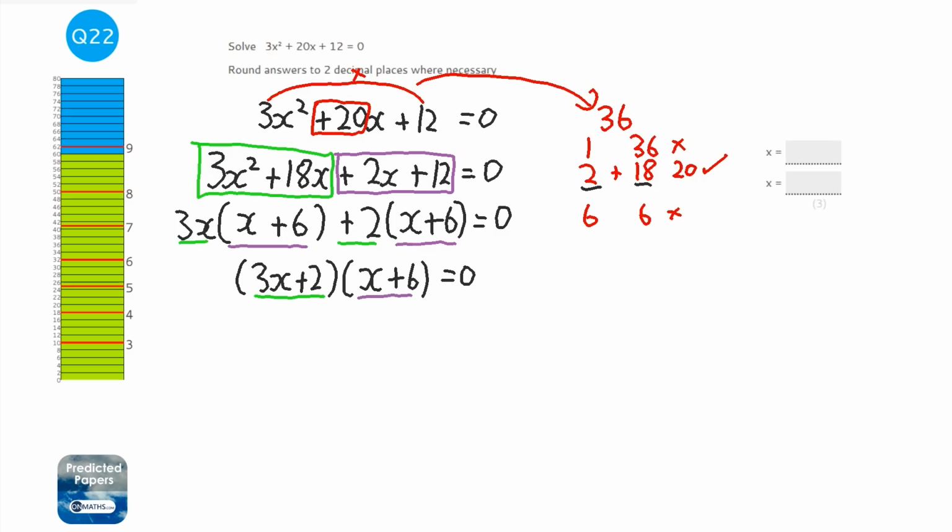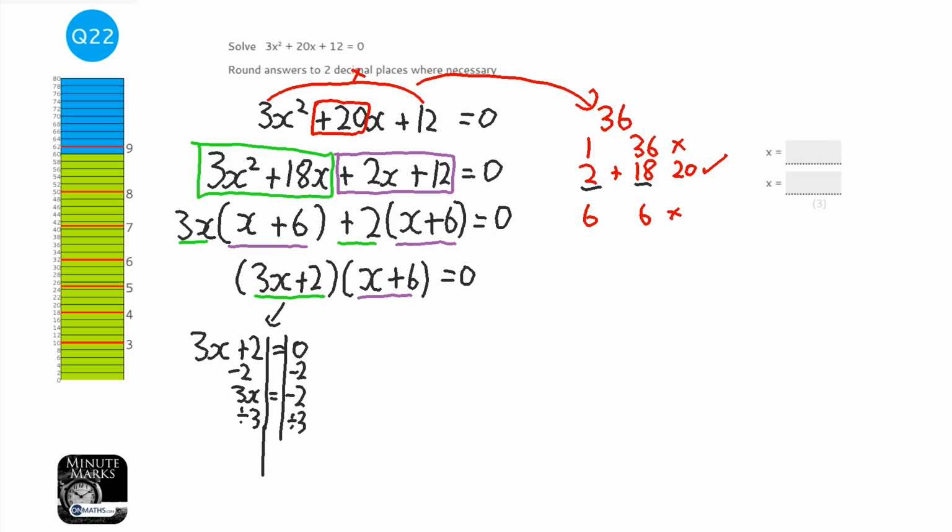Okay, so what we know with quadratics is as long as they equal 0, we can get each of the brackets to equal 0, and that will give us our solutions. So we're going to do 3x plus 2 first, and we're going to equal that to 0. Put our lines down. So we're going to take away 2 from both sides. 3x equals minus 2, and then we're going to divide by 3 both sides. Let's extend my lines a little bit. So x equals minus 2/3.